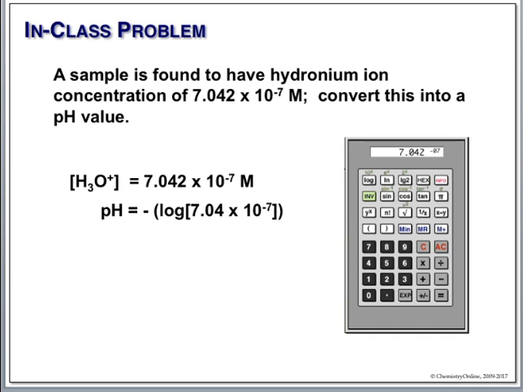Let's go backwards here. Type in 7.042 times 10 to the minus 7. Type that in. Hit your log button. Just hit the log button, that's all. Everybody has a log button somewhere. When you do, you should get about minus 6.15. Got it? Right, but this is kind of a backwards one. And then you simply have to change the sign to make it positive.